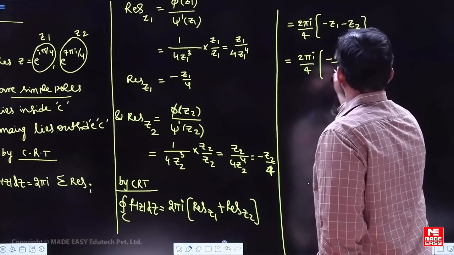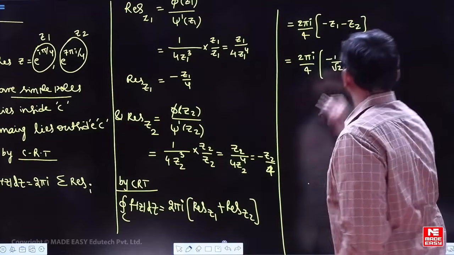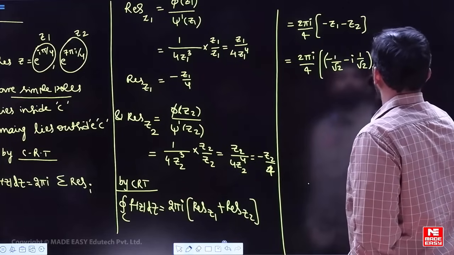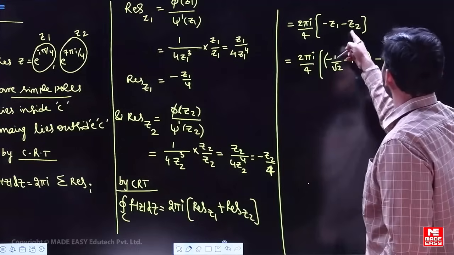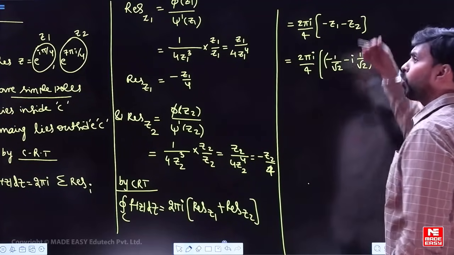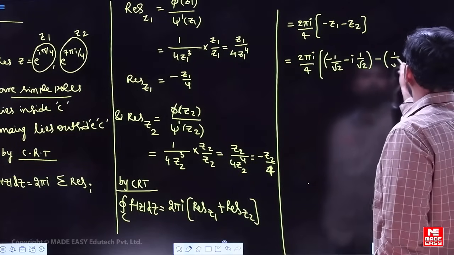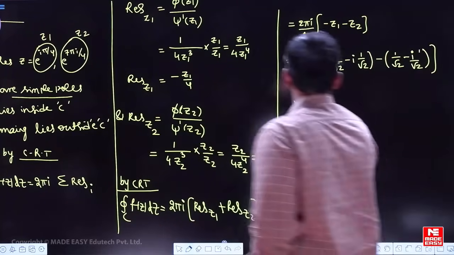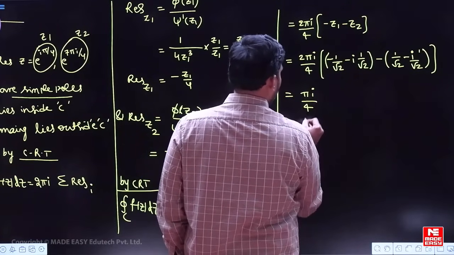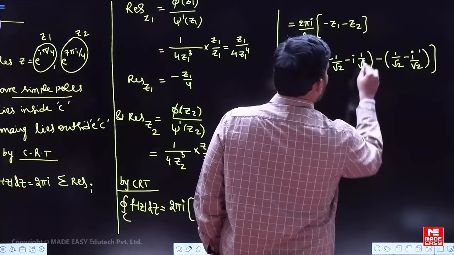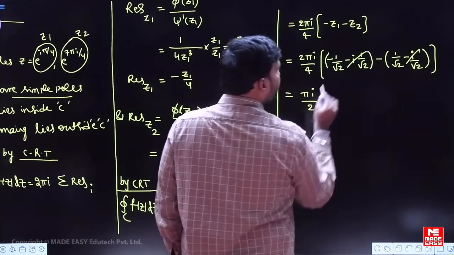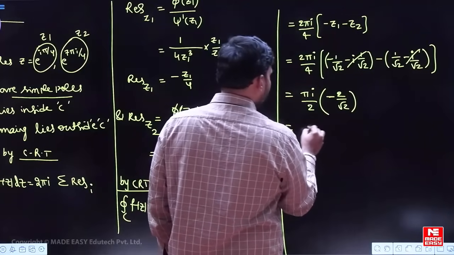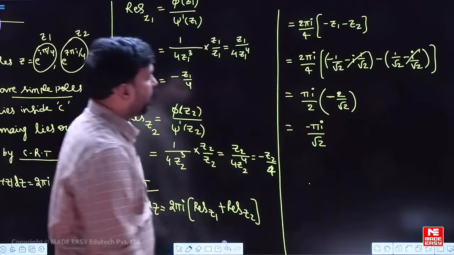So it is minus 1 by root 2 minus i by root 2, and then minus z2. Z2 is in the fourth quadrant, where y is negative, so it is 1 by root 2 minus i by root 2. Now it is πi by 2, and if you add, the i terms cancel and this becomes minus 2 by root 2. That becomes minus πi by root 2.